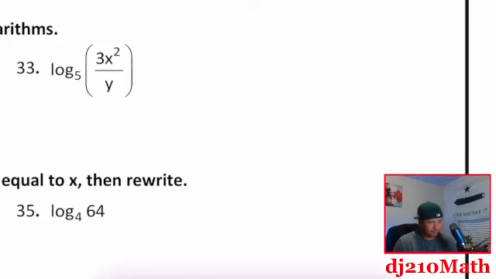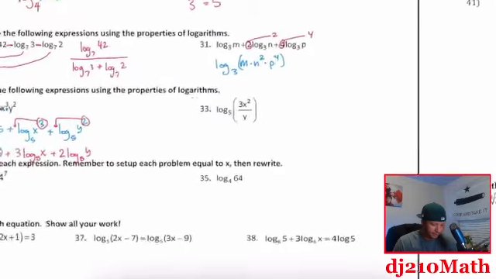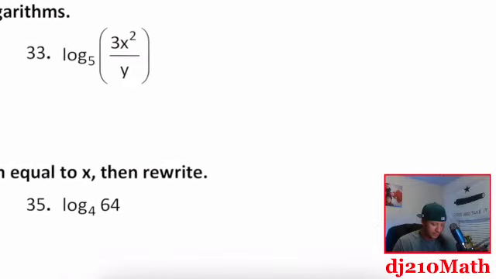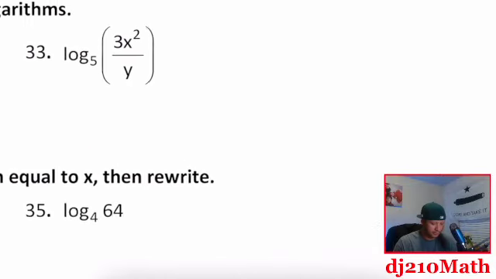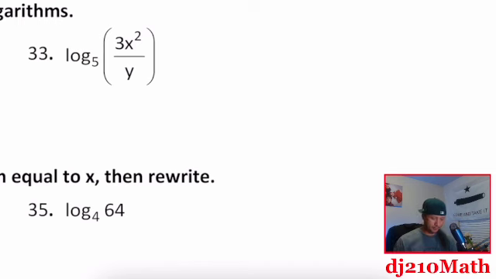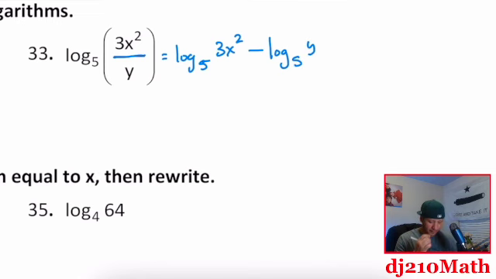Okay. This is number 33, but it's like 30, just in reverse. So what this is saying, the first thing I'm going to do is split it up by the fraction. So log base 5 of 3x squared minus log base 5 of y.